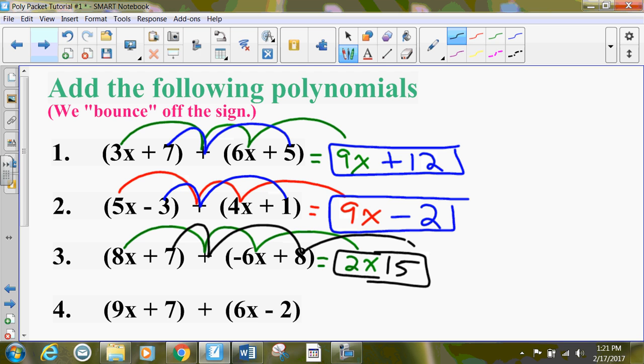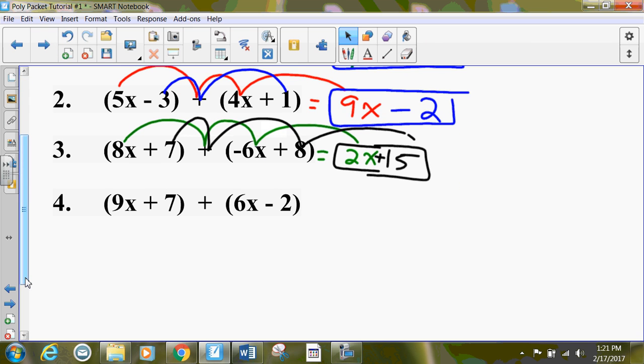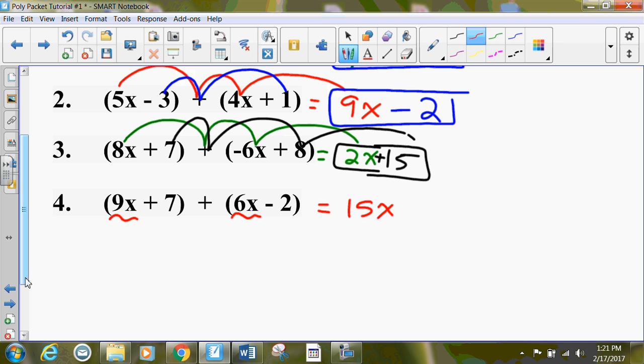Because 15 is positive, I have to put its sign to the left of it. So 2x plus 15. So note, all I'm doing right now is combining the like terms. I see the like terms of 9x and 6x, and I'm just combining them. 9x plus 6x is 15x. And then I see the like terms of 7 and a negative 2, and I'm combining those. 7 plus negative 2, or 7 minus 2, either one you put in your calculator is going to give you a 5.